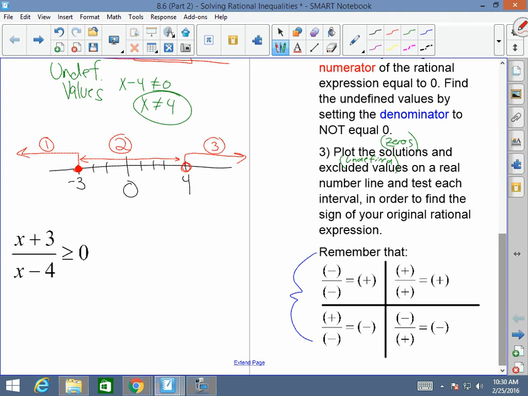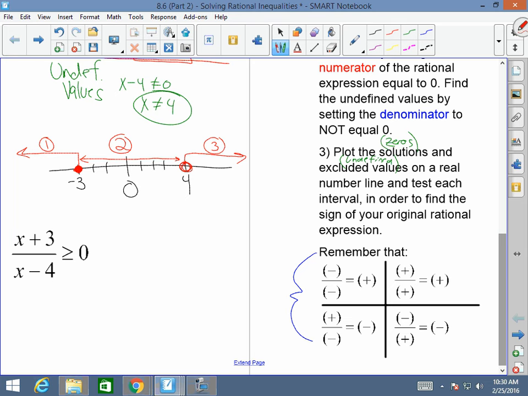Now, notice how I marked negative 3 with a solid dot and 4 with an open dot. Can x equal 4? No, that's why it's open. Can x equal negative 3 though? Yes, that's why it's closed. Remember, closed circle is greater than or equal to or less than or equal to. Open circle is greater than or less than. So I have 3 intervals here, right?